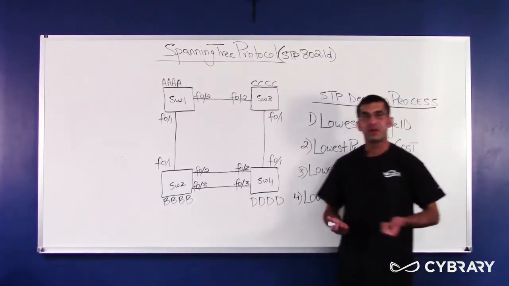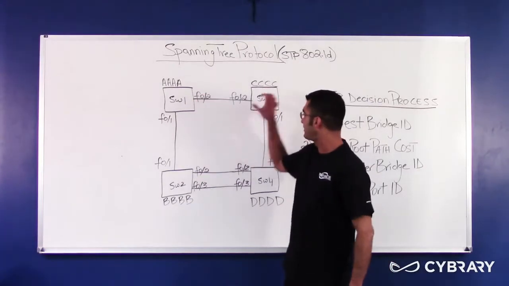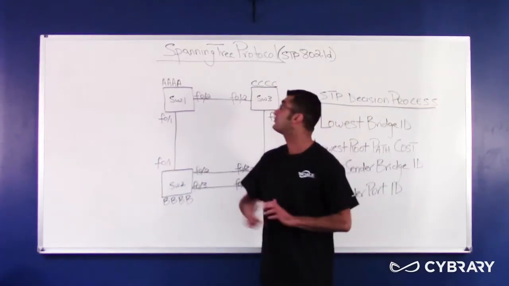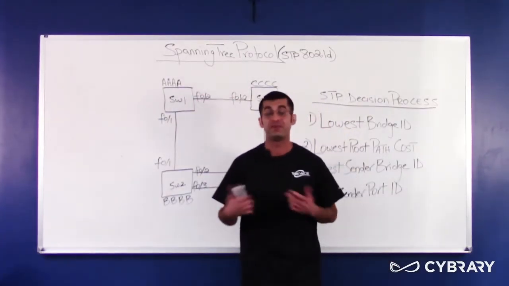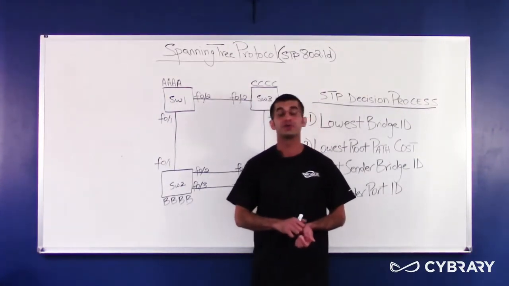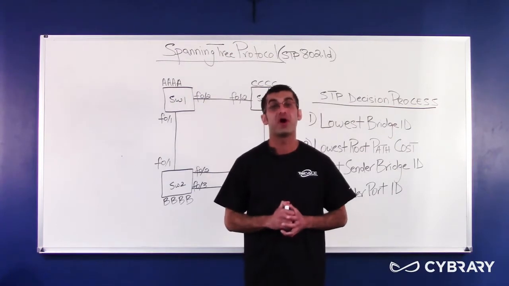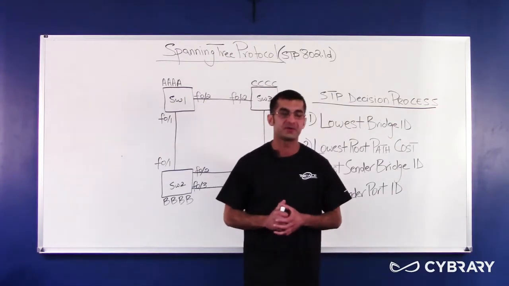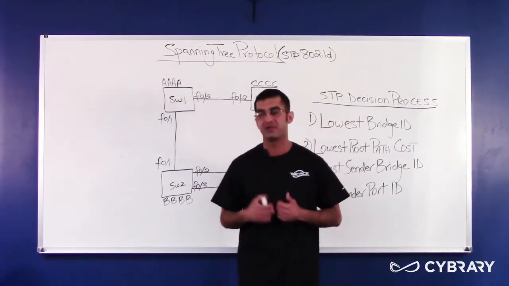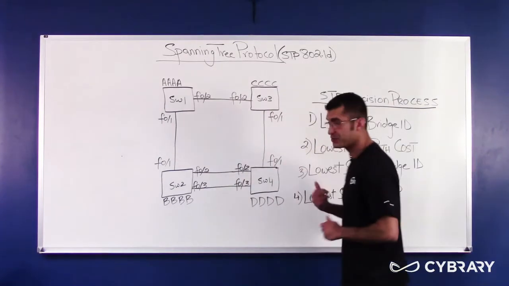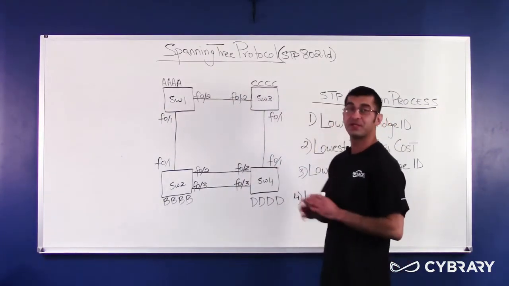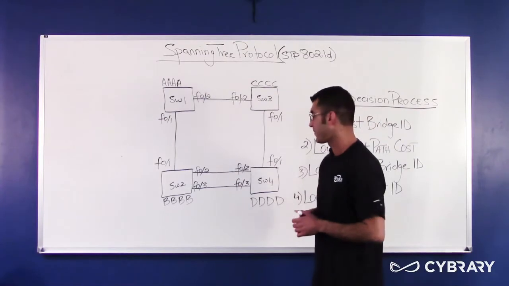Now, upon power up, when all these switches are powered up, they start sending spanning tree protocol frames to each other by default. Spanning tree is on all switches by default. And it is highly recommended that you don't turn it off. You may turn it off under certain circumstances, and I will tell you how at the end of this lecture, but it is recommended that you don't turn spanning tree off.